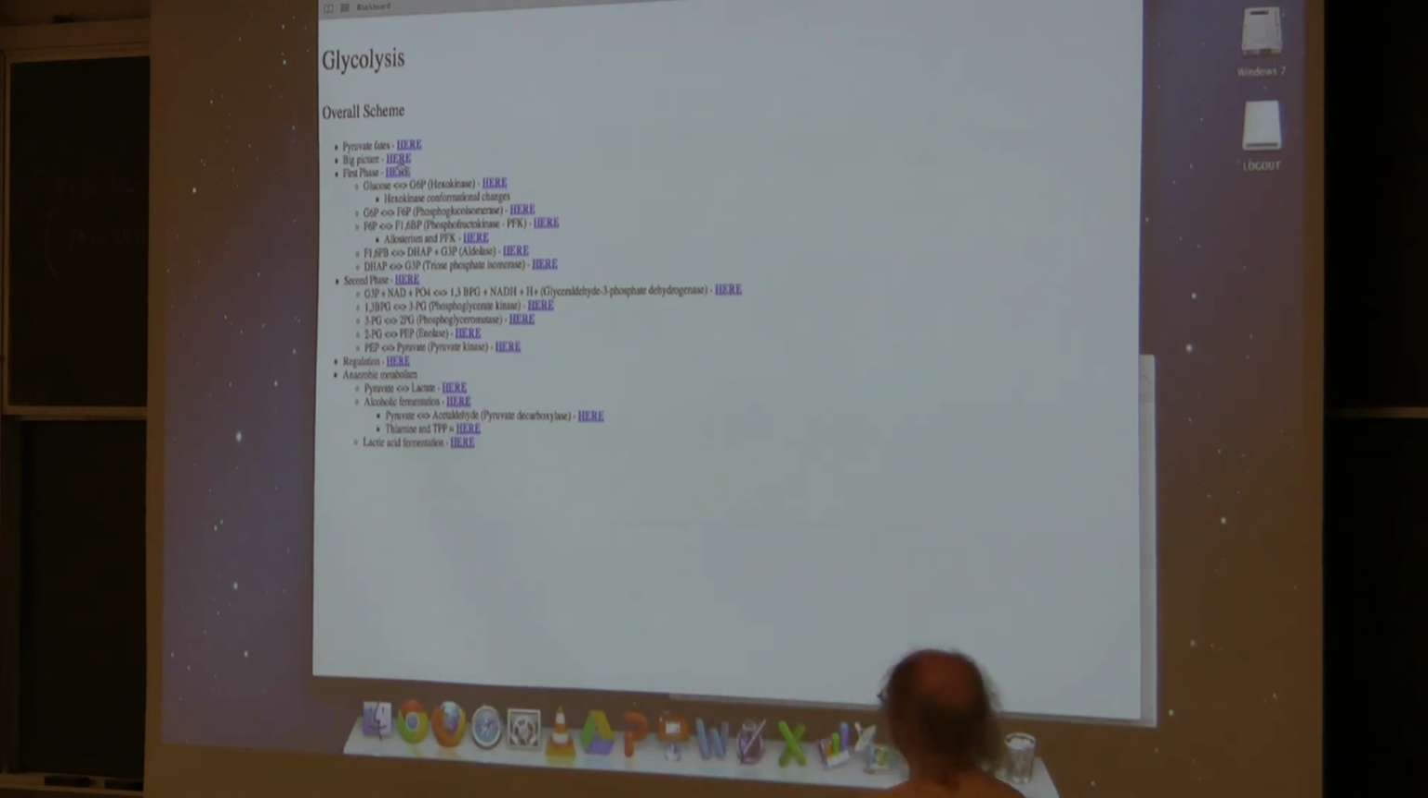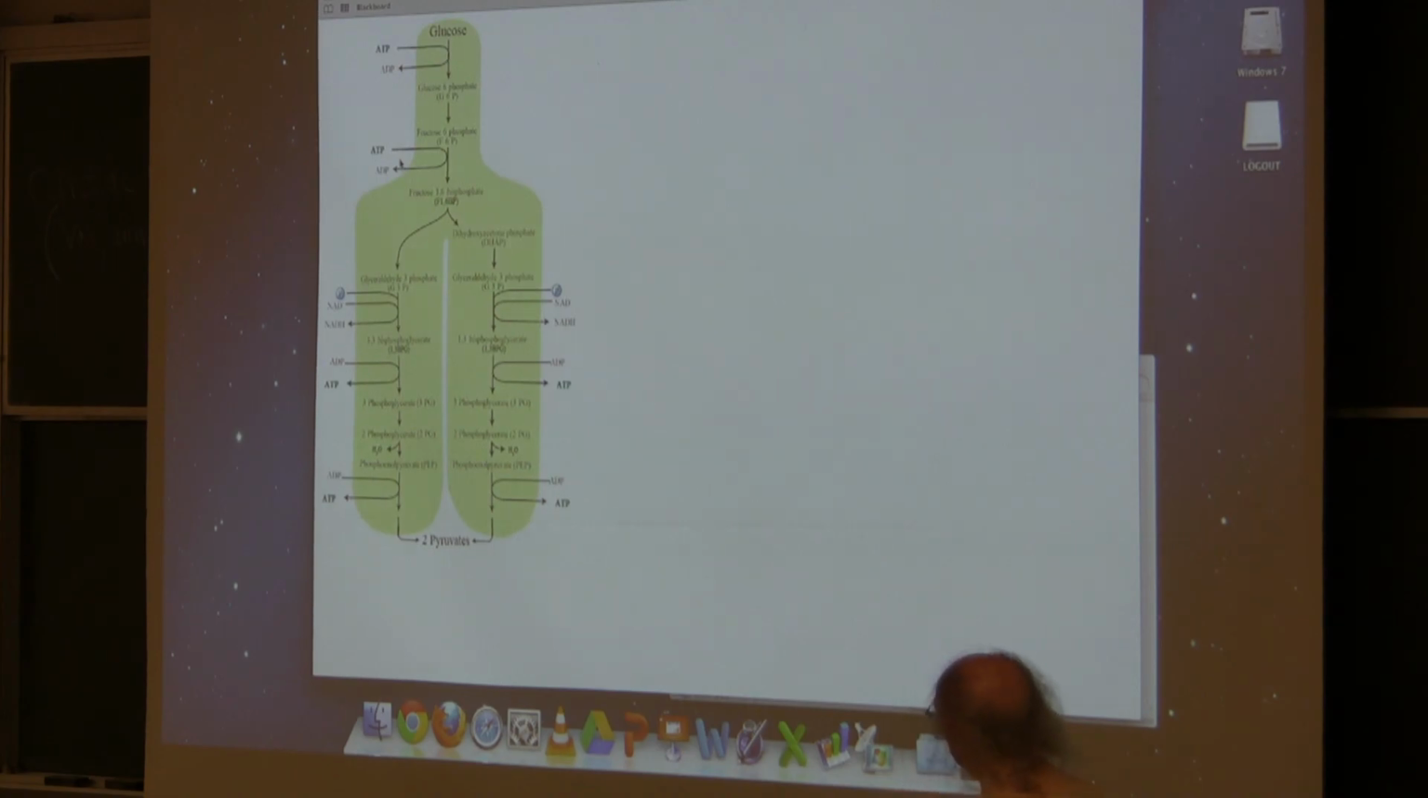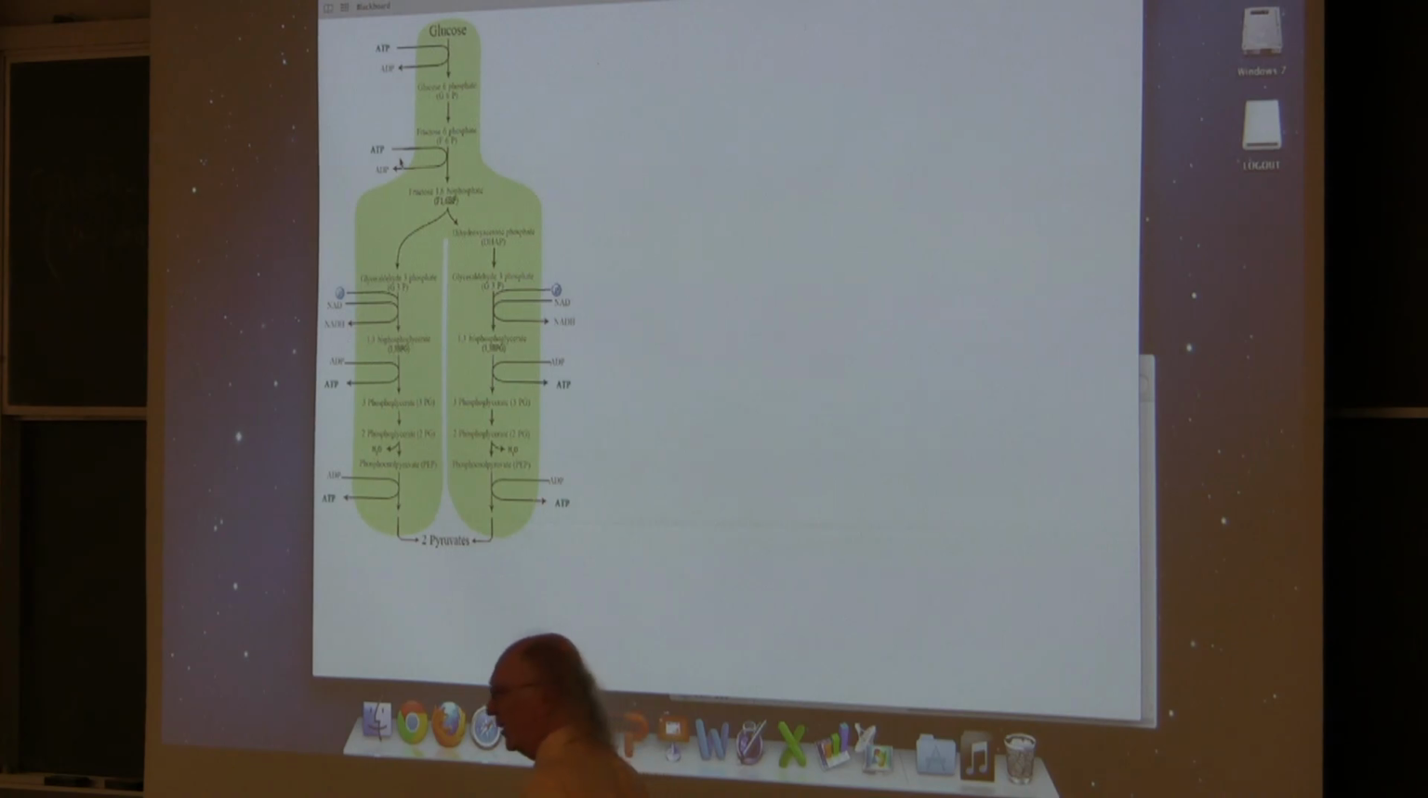Okay, let's start with the big picture. Here's the big picture. We start with glucose. Glycolysis is the breakdown of glucose. If we look at the name, and by the way, I'm a real word person if you guys haven't figured this out already. Glycolysis means glyco, referring to sugar, lysis meaning breakdown. Glycolysis means breakdown of sugar.